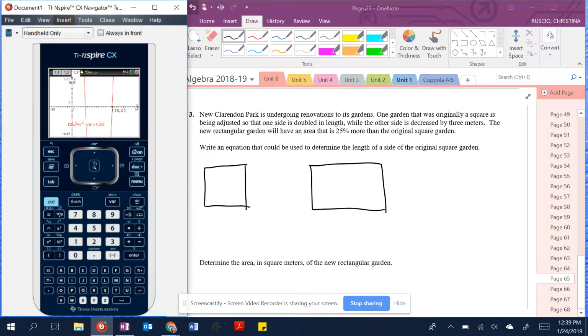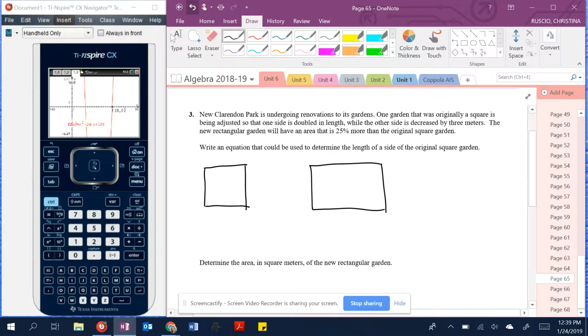Okay, heading on to question 3. So we have a park, and it's going to renovate its gardens. One garden was originally a square, so draw a square, and it's going to be adjusted so that the length is changing and the width is changing. So right away, we know that we're taking something from a square to a rectangle somehow, some way.